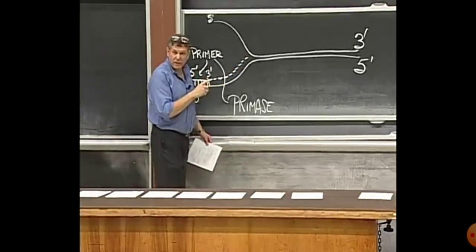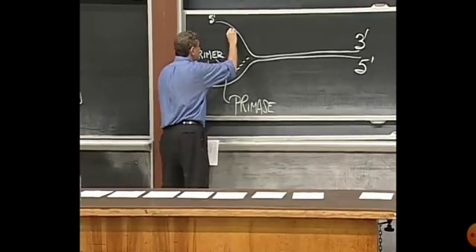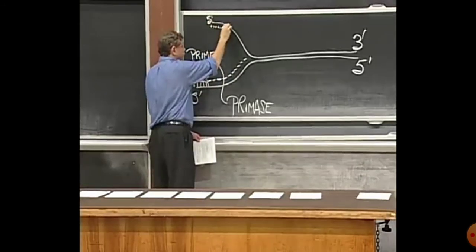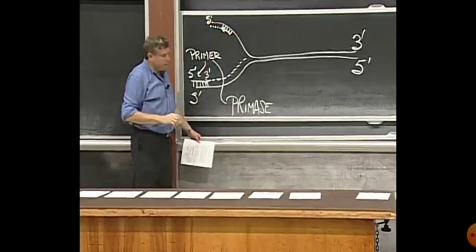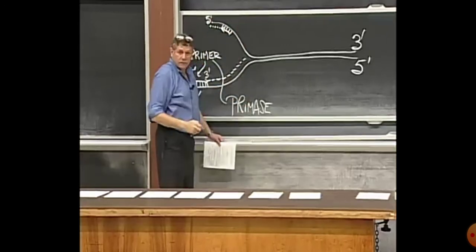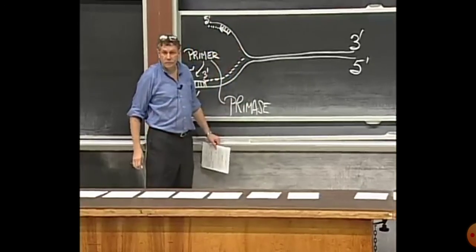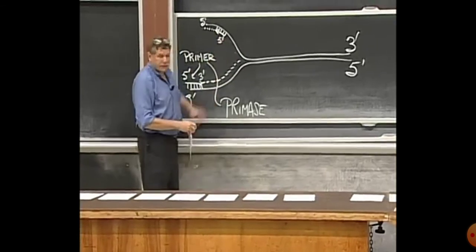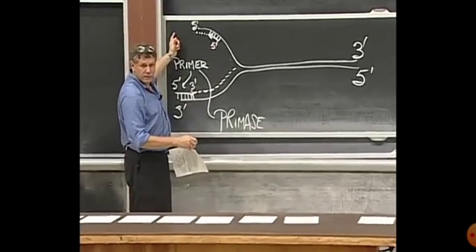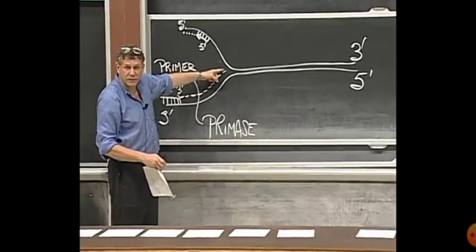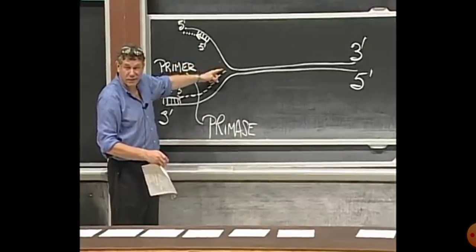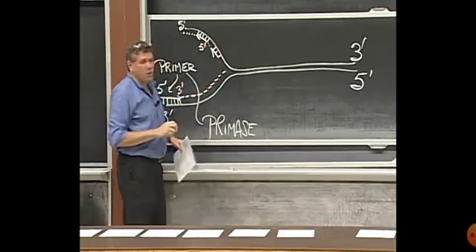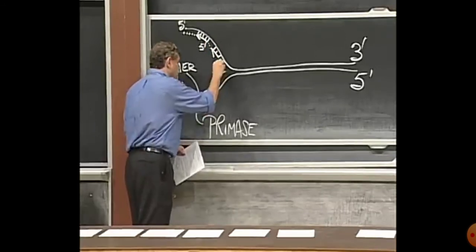Let's check out the other strand. Primer here, polymerase chugs along. But now as this double helix opens up, what happens over here? The synthesis is going this way. So what do I have to do here? Another primer. Need another primer. Then as it opens up more, what do I need? Another primer.